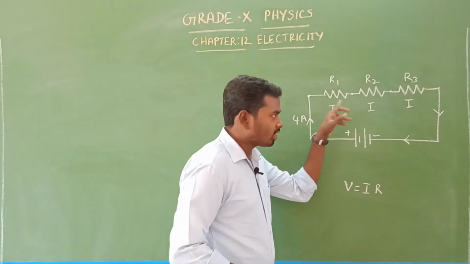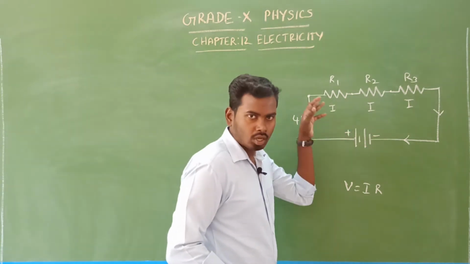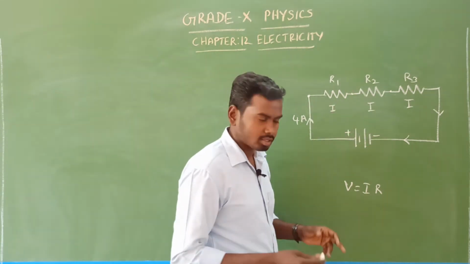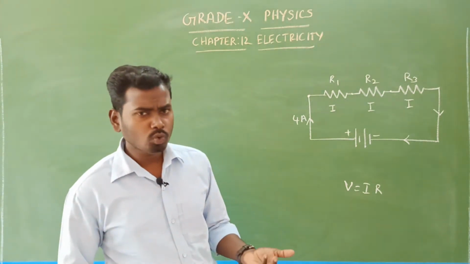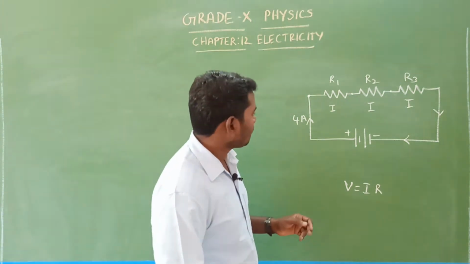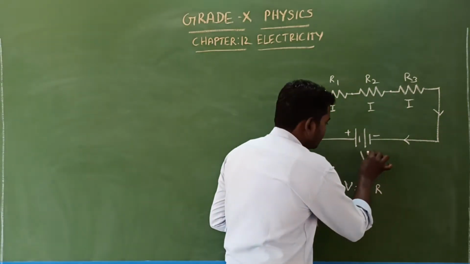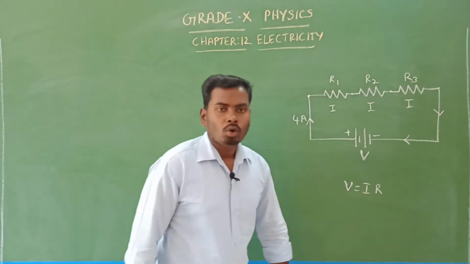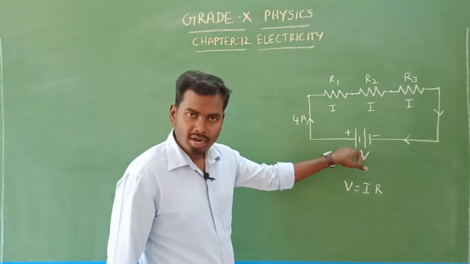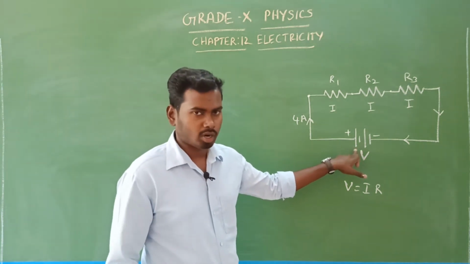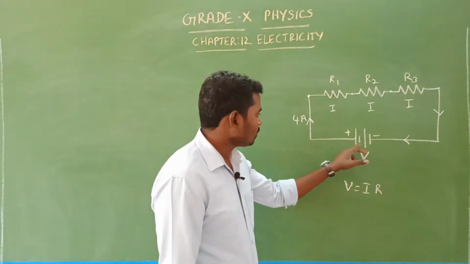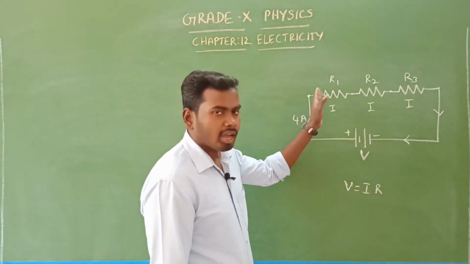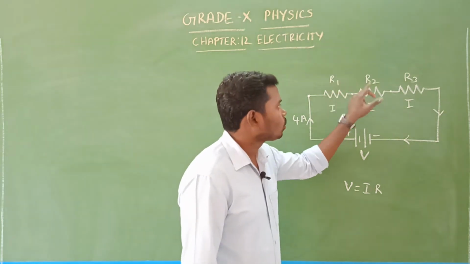We have seen about I, which means the current through the series combination of resistors. Then what happens to voltage? Look here. We apply voltage by the battery, which means potential. Generally we say that is the potential difference of this battery. Here we have connected three resistors R1, R2 and R3.